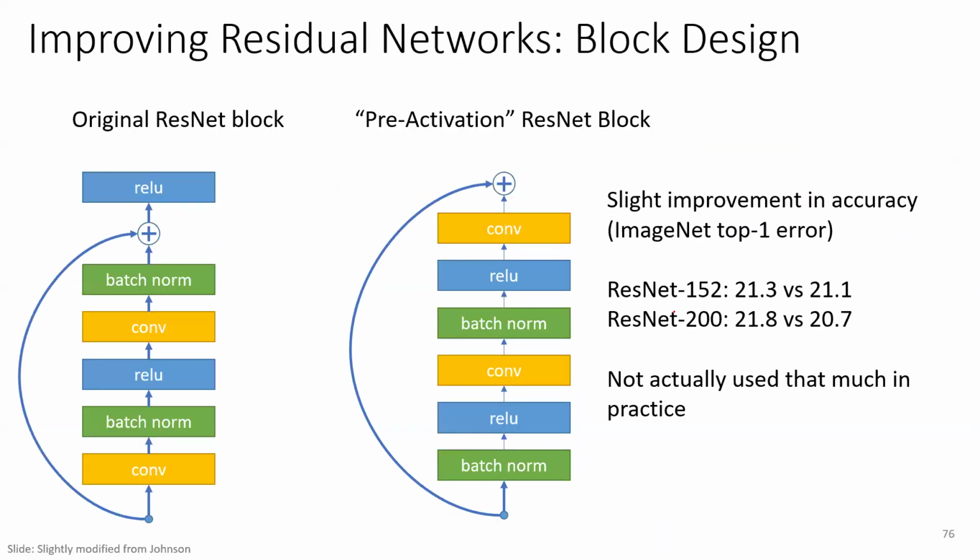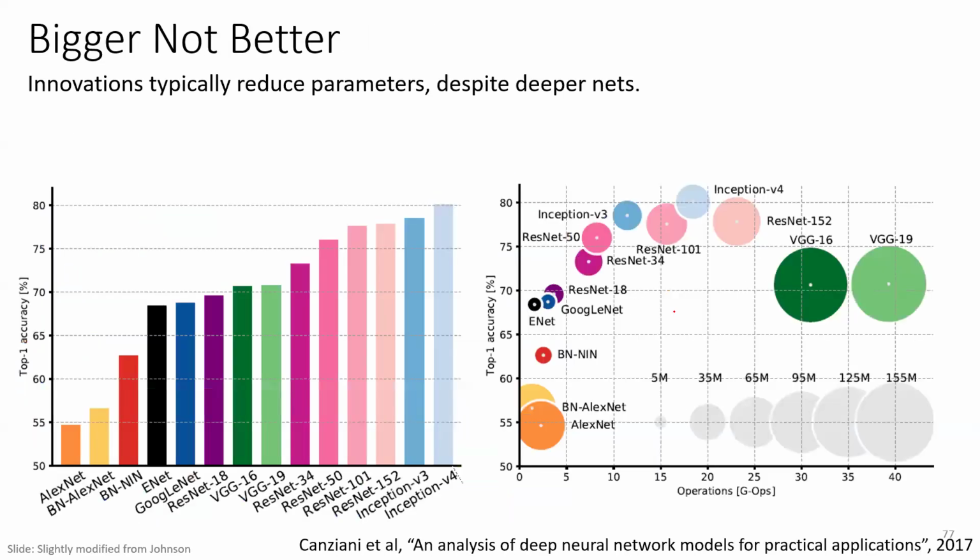Yeah. So then other design improvements were there. I will not talk about them too much, slight improvements. Bigger is not always better. I will briefly explain this diagram. For example, now this is the giga operations. This is the top one accuracy on the ImageNet.